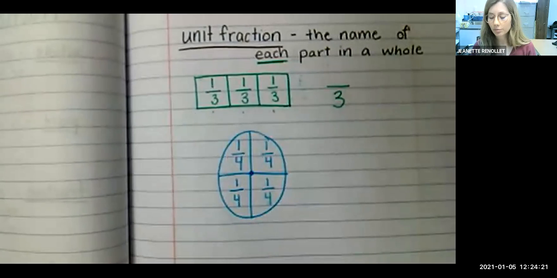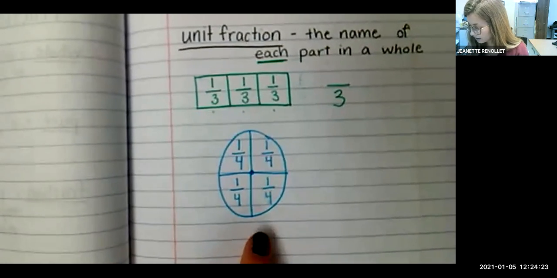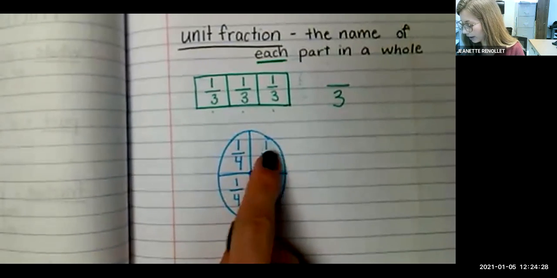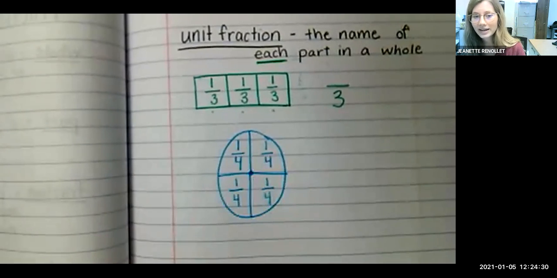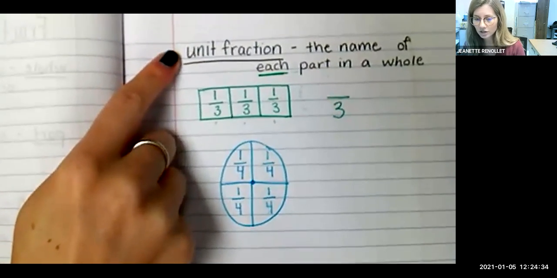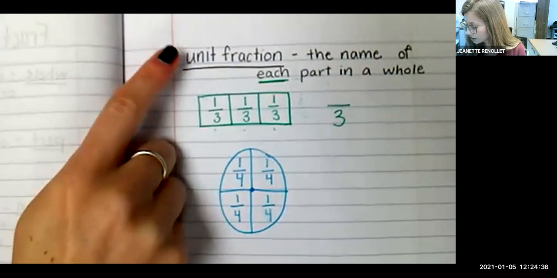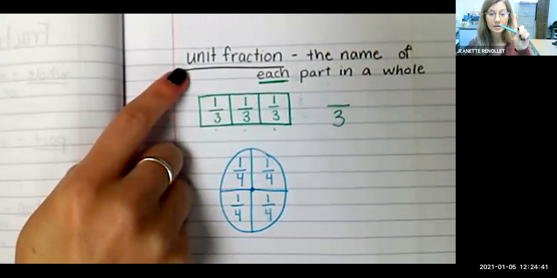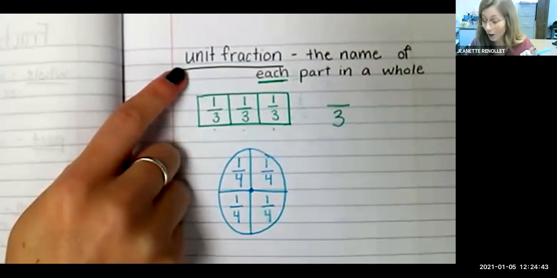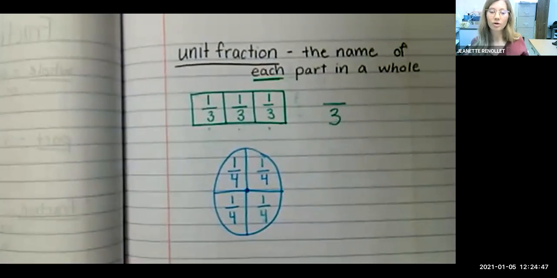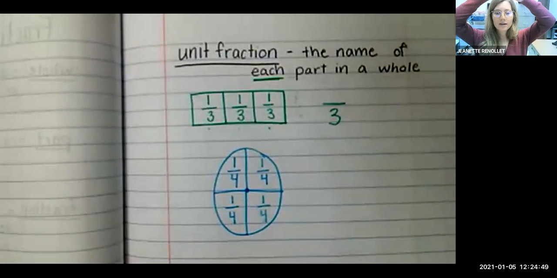Boys and girls, we are going to practice this today. We're going to practice partitioning into equal parts. And we're going to practice writing the unit fraction. Don't forget that a unit fraction always has a numerator of 1. That's because it's talking about each part. And when we put all the parts together, we have the whole.